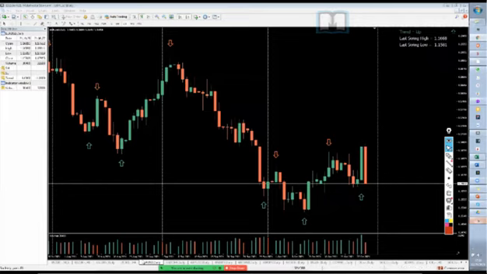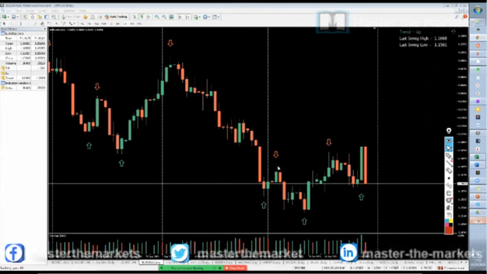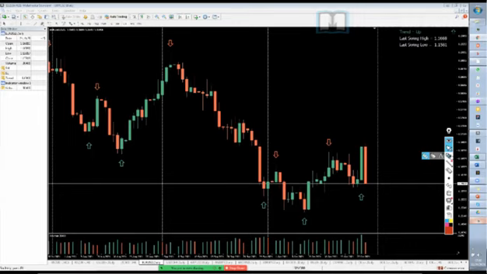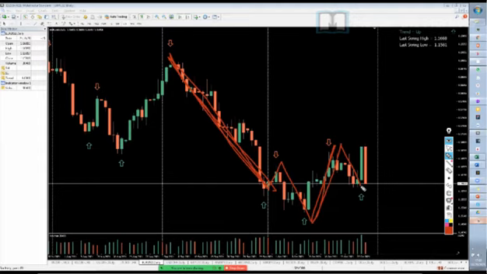Starting off first with the Euro USD, we have a price structural failure here. You guys remember what that is? We have a downtrend, top to bottom, swing high, swing low, swing high, lower low, then a lower high, a higher high, and then a higher low.